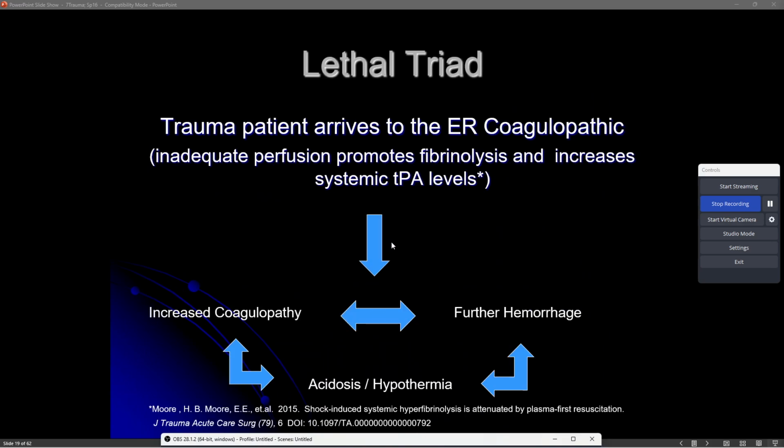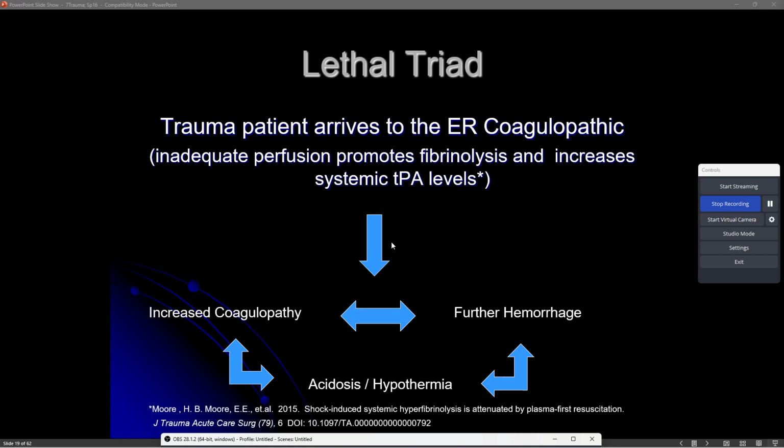So we have what's called the lethal triad. I don't know why they just didn't put a triangle in, because it is very much a triangle in the way it's designed. So what ends up happening is I get hurt, I get injured, I have an internal or external injury resulting in loss of blood flow or perfusion. The problem is the less blood flow I have, the less perfusion I have, I have as a result an increase in fibrinogen, and I end up in a state of fibrinolysis, resulting in increased TPA levels.